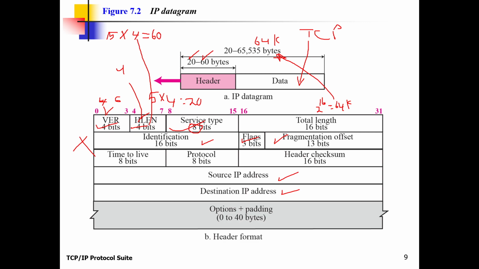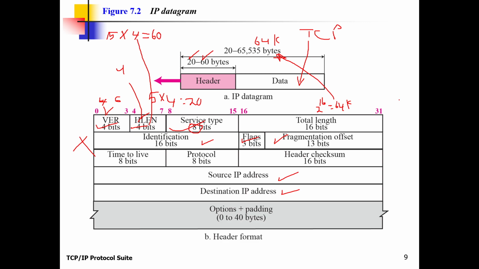All right, time to live, right? So it starts with 16. When it goes to the network, it becomes 15. When it moves to the next network, it becomes 14. So every time it moves, it will be decreased. If it goes to 0, what will happen to this packet? It will be discarded. So this way we protect our network from congestion.